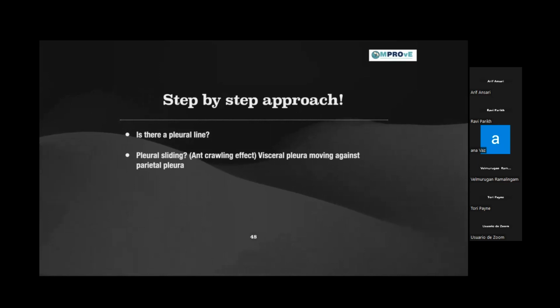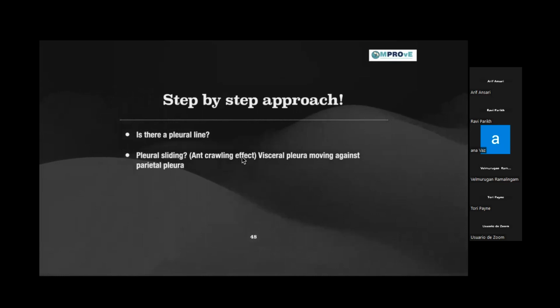When we see the pleural line, the next question comes. Okay, I see a pleural line, but is there pleural sliding? Now, what is pleural sliding? We like to call it the ants crawling effect, the shimmering movement of the pleura. It just shimmers when you try to look at it, focus at it. So it's a shimmering movement, and that is because your lung is moving with respiration.